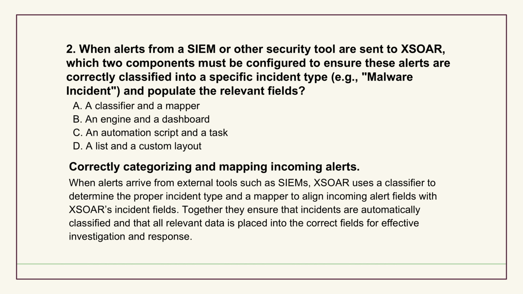Yeah, you need a way to manage that sort of input chaos. It takes two specific components working together to get that classification and field population right. You need a classifier and a mapper. Classifier and mapper, okay. Think of the classifier as like the first gatekeeper. It looks at the raw incoming data and decides the incident type. Based on rules you set up, it figures out, okay, this looks like a potential malware incident, or maybe this is a phishing attempt. That's the first cut.